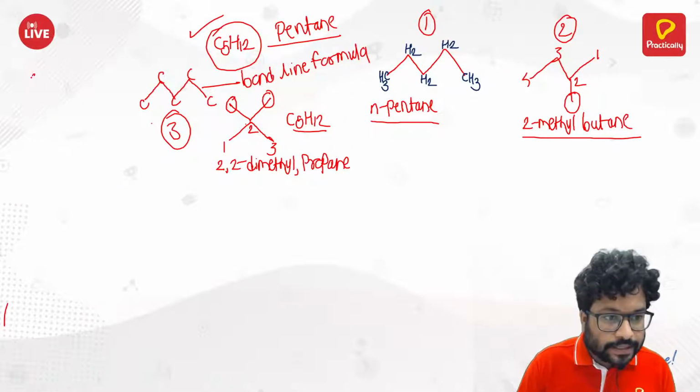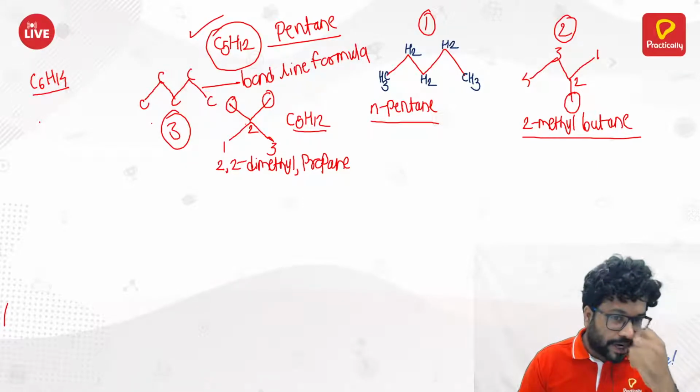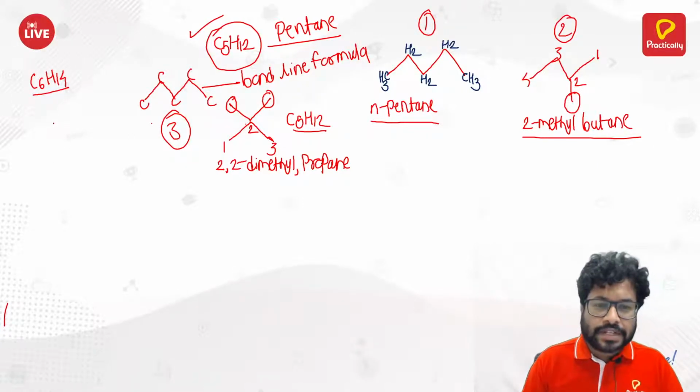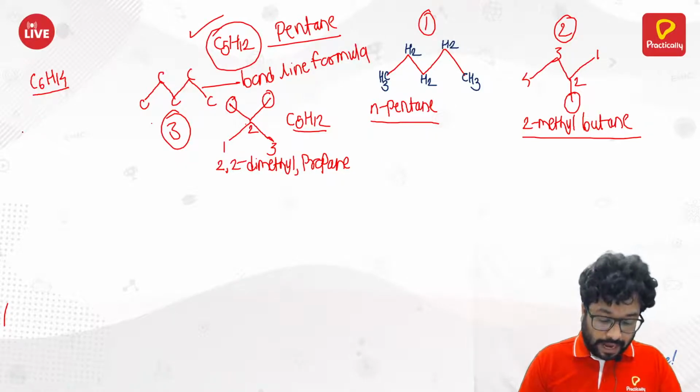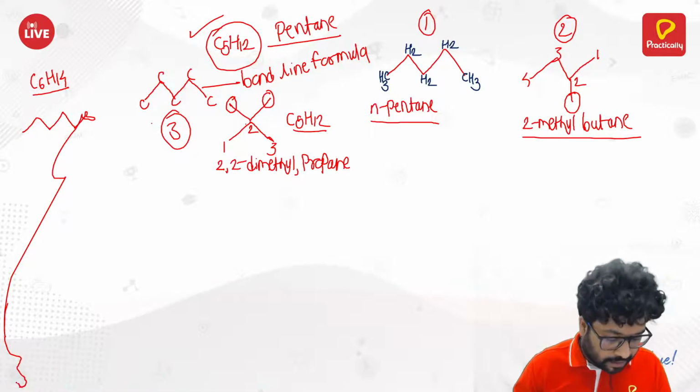See, the next is C6H14. Okay. Now the very first isomer is what? It is going to be N-hexane, right?